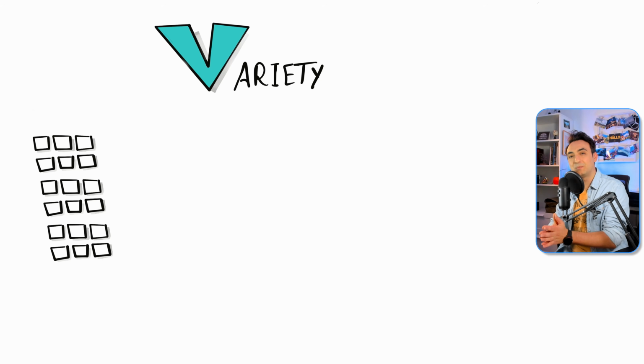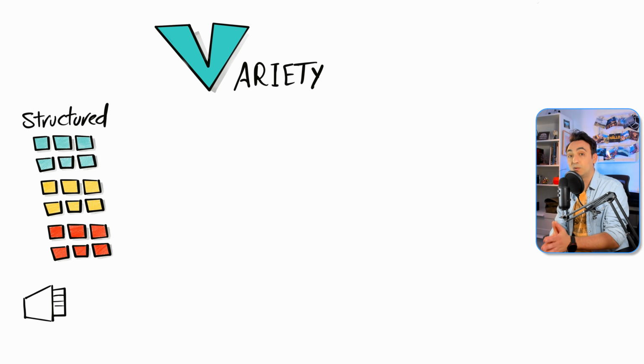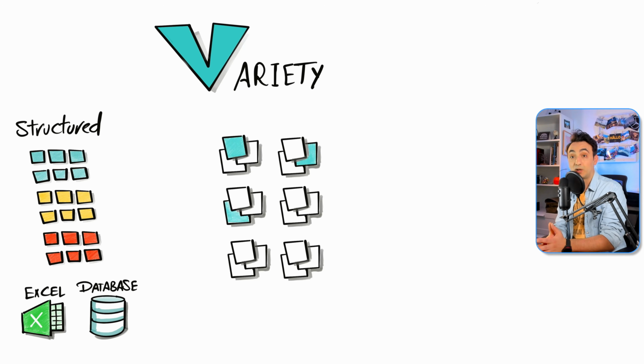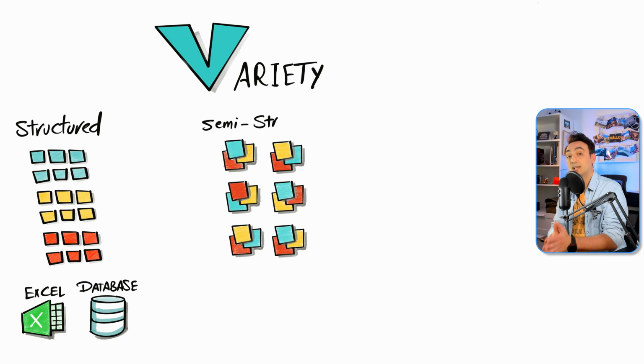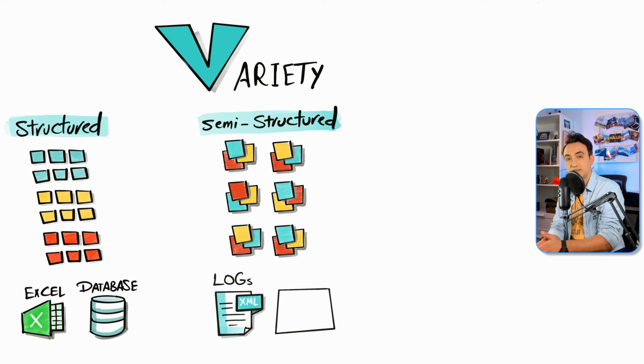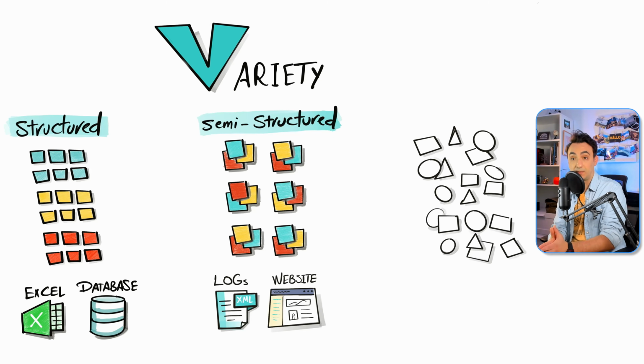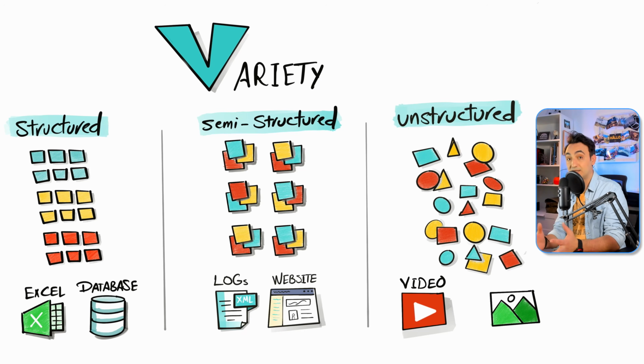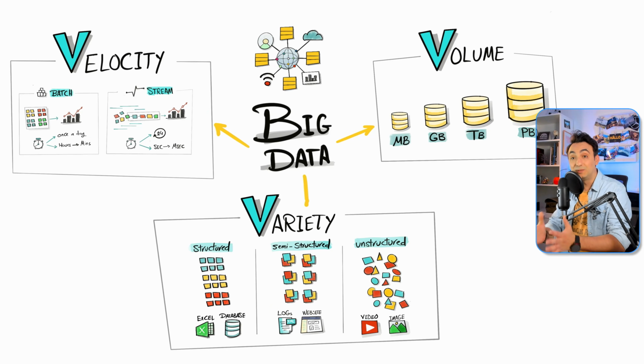And the third V is variety. In traditional systems, most data types could be captured in raw, unstructured tables like database or Excels, but in the big data worlds, data often comes in semi-structured format, for example, server logs in XML or websites, or the data comes in unstructured format like videos, audios, images, free text. So in big data, we have not only to deal with structured data, but also with semi-structured and unstructured data.